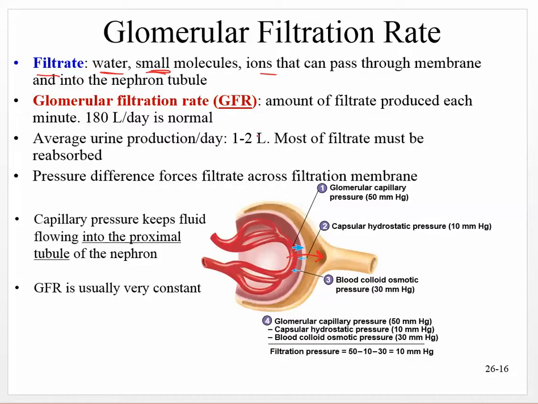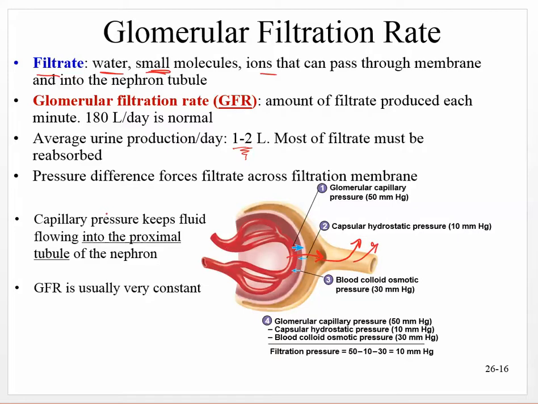And usually it's around 180 liters per day. Okay, so that's a lot. Since really our blood volume is only about 5 liters, that means we're cycling through all of our blood many times during the day. Okay, so the average urine produced in a day is only 1 to 2 liters, which means we have to replenish that with water. And so since there's 180 liters per day being filtered, that means that most of it has to be reabsorbed. Okay, so that's what we're going to start talking about now.